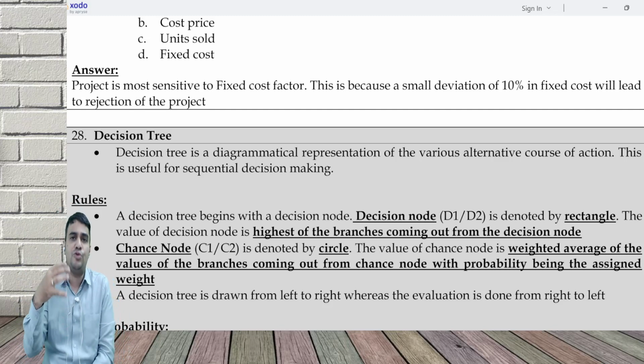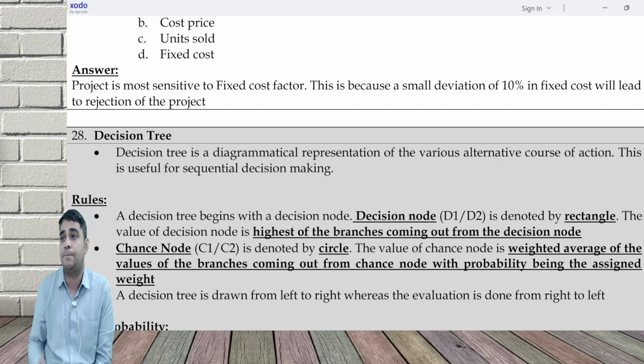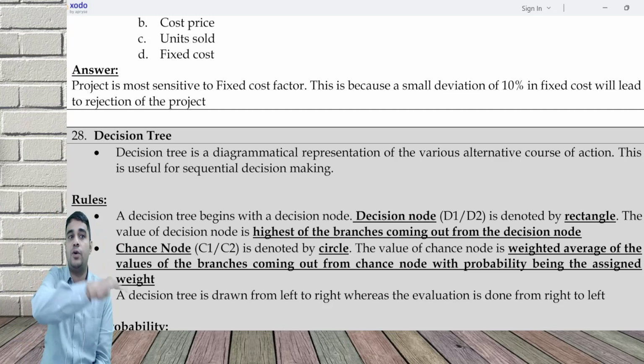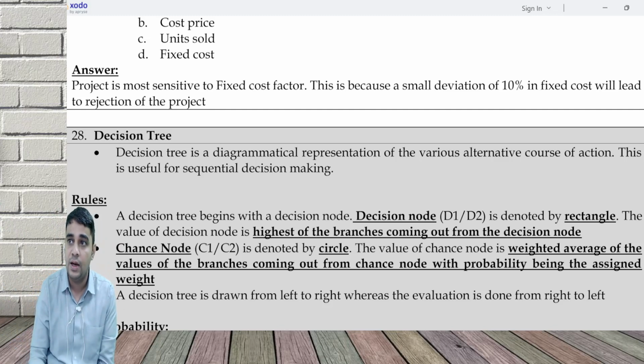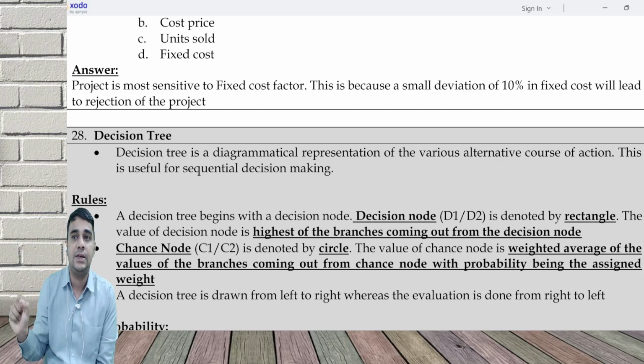Whenever I have something very difficult to explain, I normally take the route of a diagram because a diagram makes it easier for a person to understand. That is what a decision tree is all about. So you will draw the decision tree like this, and valuation you will do in the reverse order. That is, the last node will be valued first. We'll call them D1, D2, D3, C1, C2, C3. D1 is called decision node, C1 is called chance node.